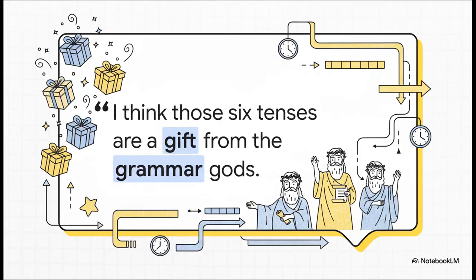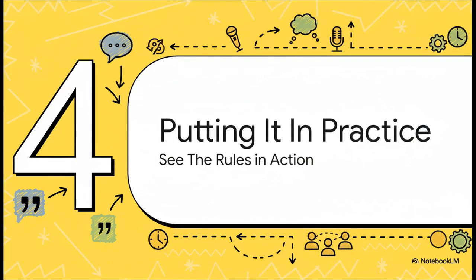And you know what? I couldn't agree more with Lucy on this one. When you realize how many of these tenses follow such a simple shift or don't even change at all, it really does feel like a gift. It's not about memorizing a bunch of random rules. It's about understanding one simple idea. Okay, enough with the theory. The best way to really get this stuff is to see it in action. So let's take our three golden rules and apply them to a couple of real examples.